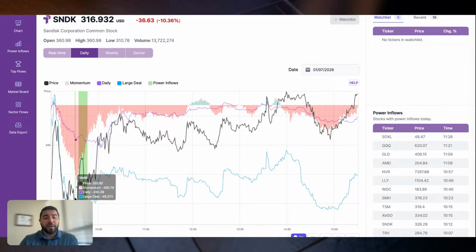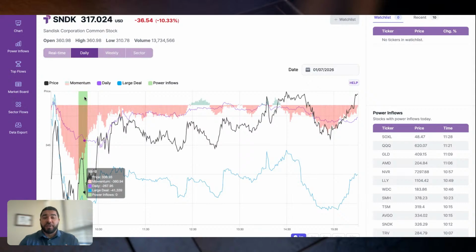And with that, what do you notice on the retail side? You see how deep in the red that red shade is, really indicating a lot more selling than buying on the retail side. It's a similar story with that light blue line we just talked about, the large deal flow data. You can see how steep the decline in that line was, indicating that all the big money was coming in on the sell side in the first hour or so of trading yesterday. All of that coincided with the dip in the stock price at the same time.